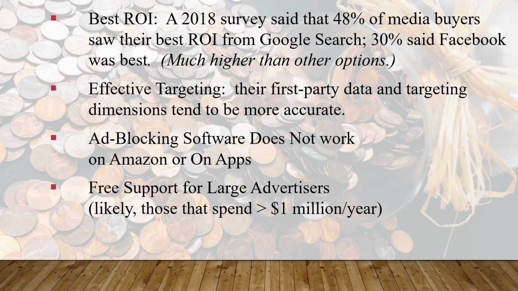Now, some other things about dealing with the big 3. It's going to provide some of the best return on investment. A 2018 survey said that 48% of media buyers saw their best ROI from Google, 30% from Facebook. So right there, that's more than 3/4 of people saying that with those 2 companies, they get the best results from advertising with them. Effective targeting: their first-party data and targeting dimensions tend to be more accurate. They're bigger, they've collected a lot more data, and they make it work within their system, so they've fine-tuned it. It's a well-oiled machine.